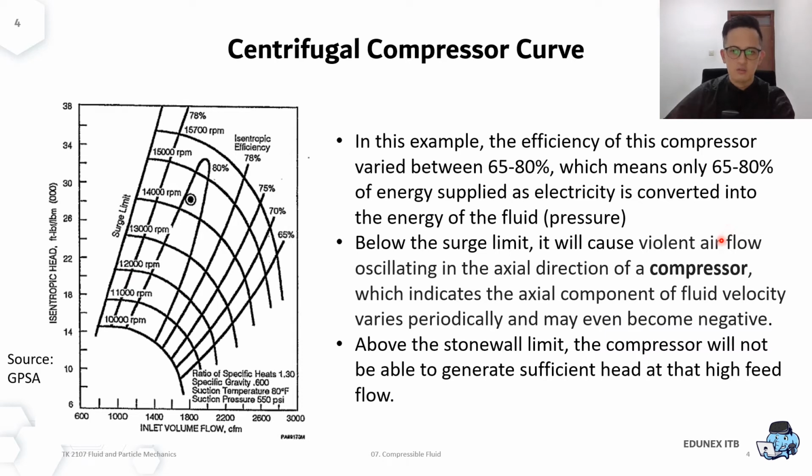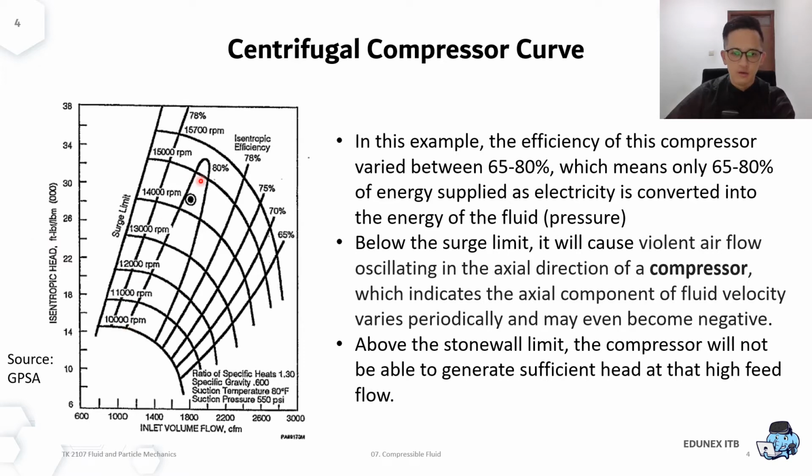Similarly to a centrifugal pump, we also have a compressor curve for a centrifugal type, where we can have the x-axis expressed as an inlet volume flow, in this case CFM or cubic foot per minute, and then in the y-axis we have the isentropic head. It is expressed in British units.